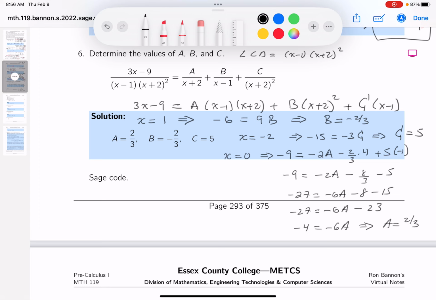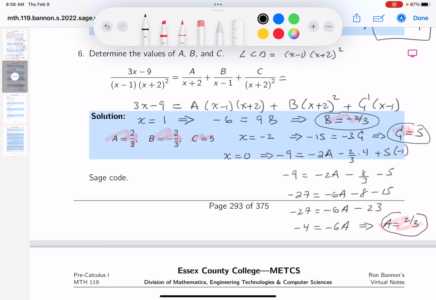All right? Let me get my circles out. I'm going to circle this answer. They did ask for it. They asked for this, and they asked for this. So A is 2/3. We're good there. B is minus 2/3. We're good there. And C is 5. I do want to rewrite the fraction, and let's go through that one step at a time.